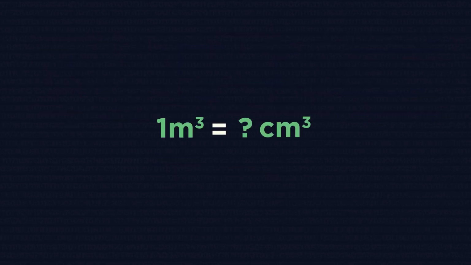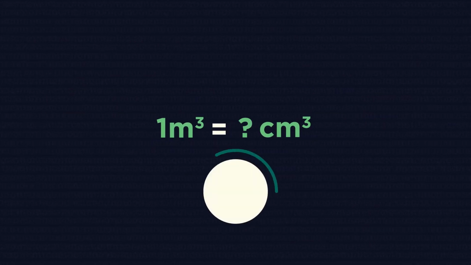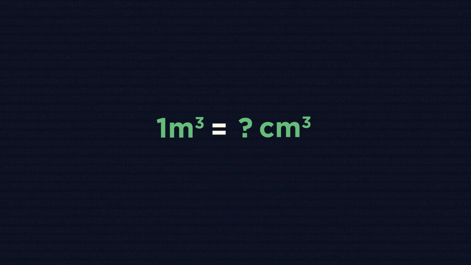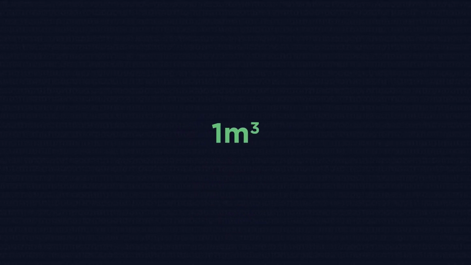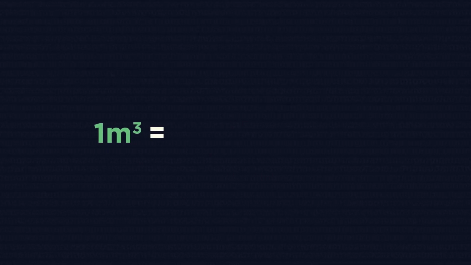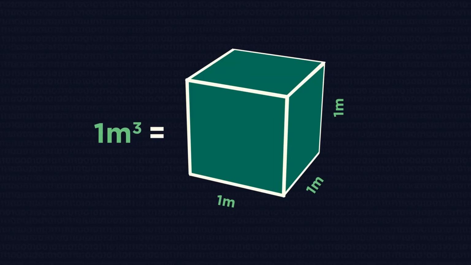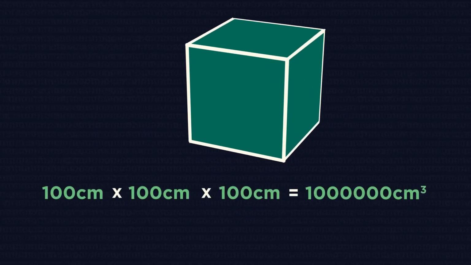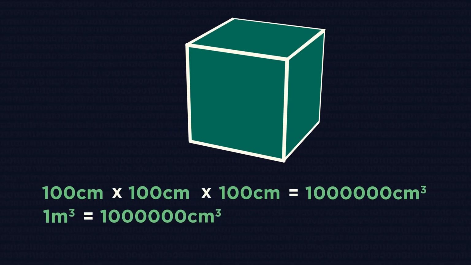With this in mind, how many centimetres cubed are there in 1 metre cubed? Pause the video to see if you can work it out. As with 1 metre squared, we need to consider what 1 metre cubed means. A 1 metre cubed cube is made up of 3 dimensions, each 1 metre in length. As we know, 1 metre equals 100 centimetres, so we can calculate our volume by multiplying these together. There are therefore 1 million cubic centimetres in 1 cubic metre.